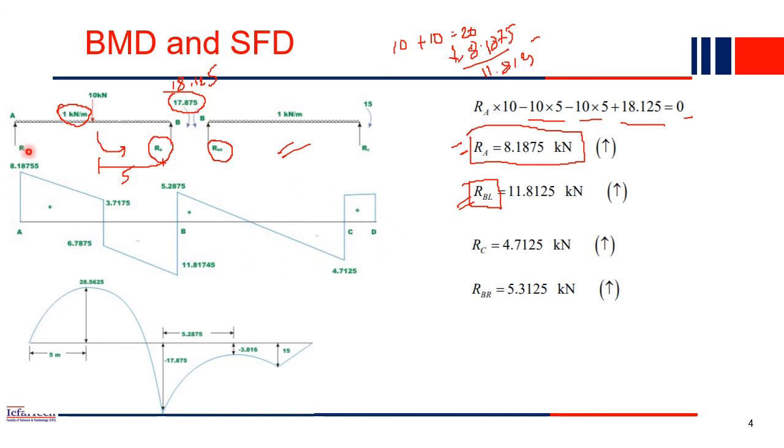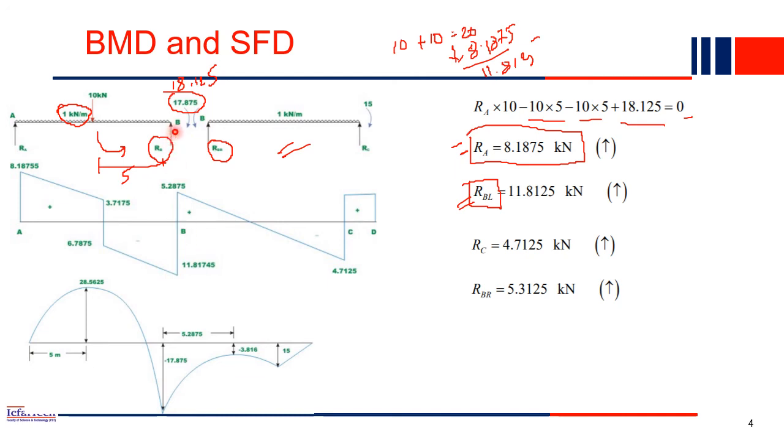How have we drawn it? What is the reaction at A? The reaction at A is 8.1875. So from A we go up positive 8.1875. Then you have the UDL acting downward, that's why a downward slope is coming. When you reach 10 here, 10 is acting downward again. So at this point again you go 10 downward. You will reach here. Then again you have the UDL, so again this inclined line will come.